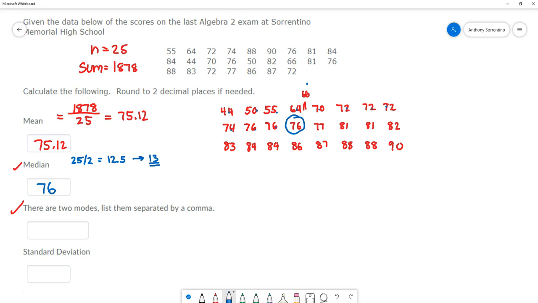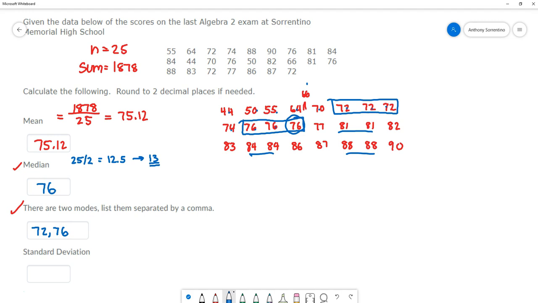The mode, well, I'm just looking for the most frequent score. I see 88 appears twice, 84 appears twice, 81 appears twice, 72 appears 3 times, but so does 76. And since those two appear the most frequently, tied at 3 apiece, those are the two modes. So 72 and 76 are the two modes.